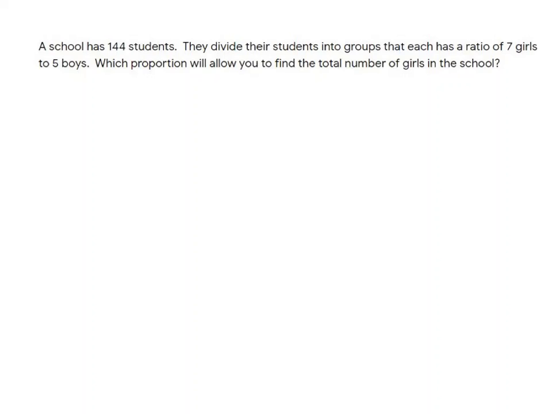All right, let's look at a proportion question. This actually doesn't ask us to solve it, it just asks us to write a proportion. So we've got a school with 144 students. The students get split into groups such that each group has a ratio of 7 girls to 5 boys.